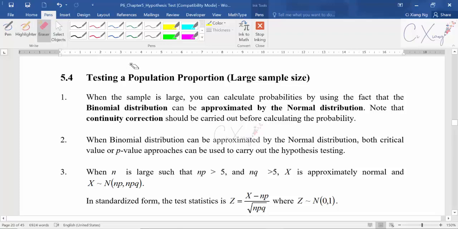Okay, so in the previous video, like we already discussed, right, how to run a test for population proportion, and for all the examples in the previous video, we are talking about the small sample size.